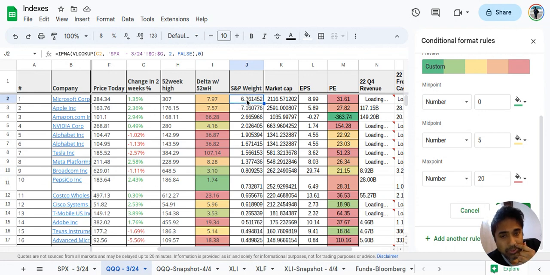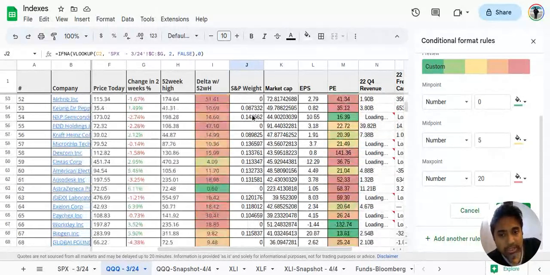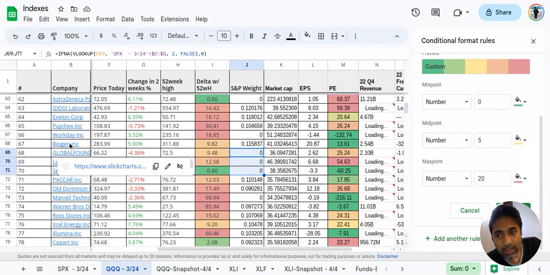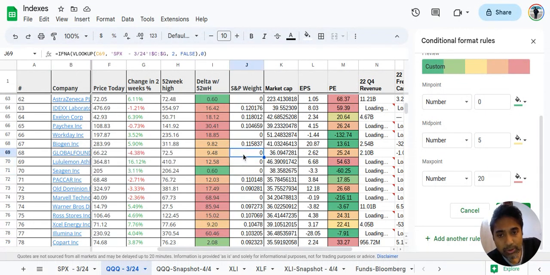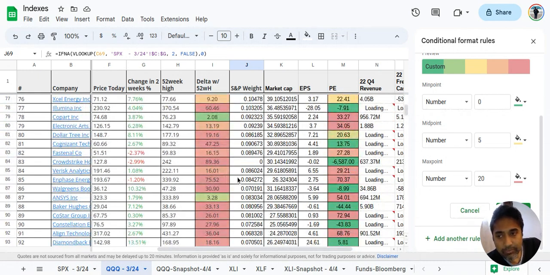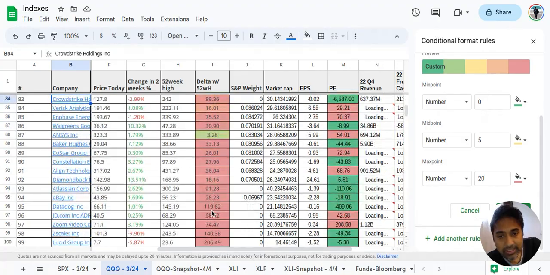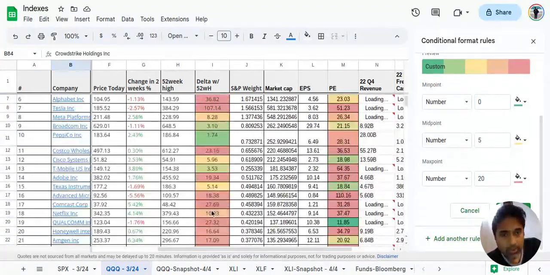S&P weight means, as I explained, the weight of that particular stock in the S&P, if it exists in the S&P. Many of these QQQ companies are not in the S&P, so in those cases it's 0. For example, Biogen is not in the S&P, so it's 0% there. CrowdStrike is not, etc. There are a total of 100 companies here in QQQ.